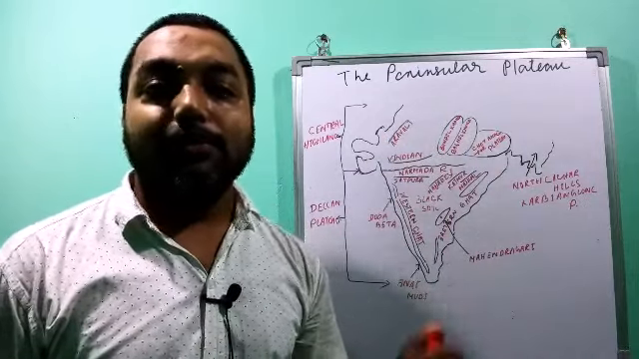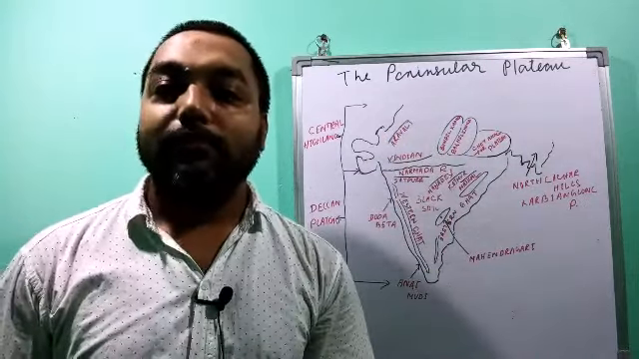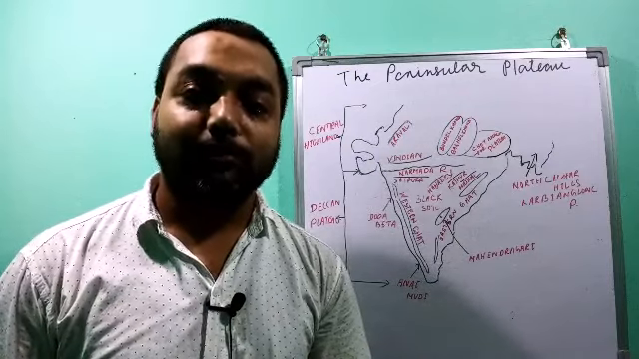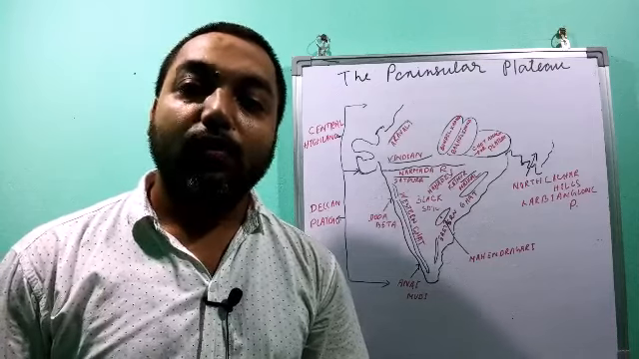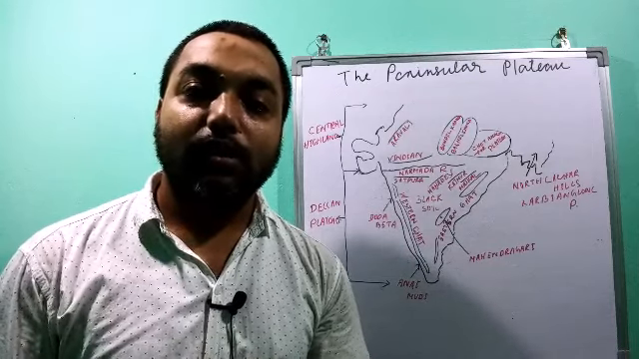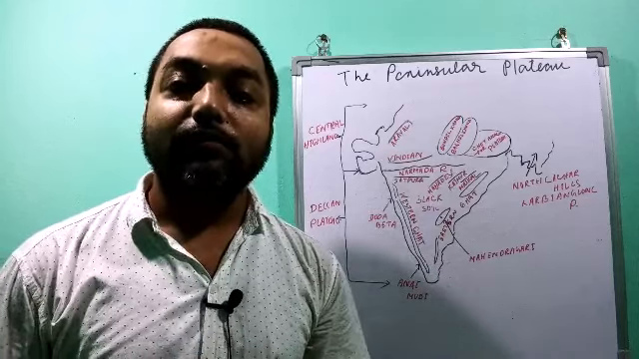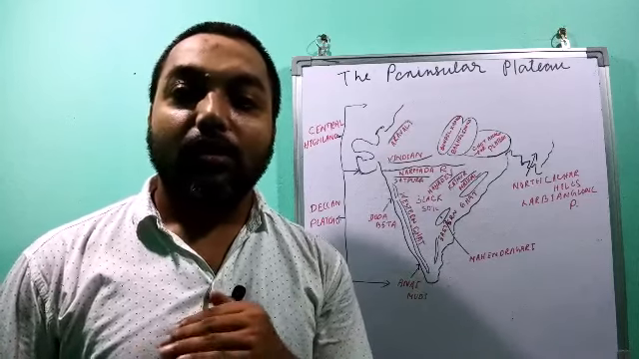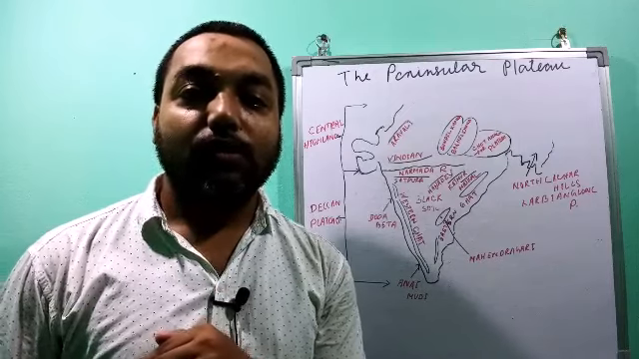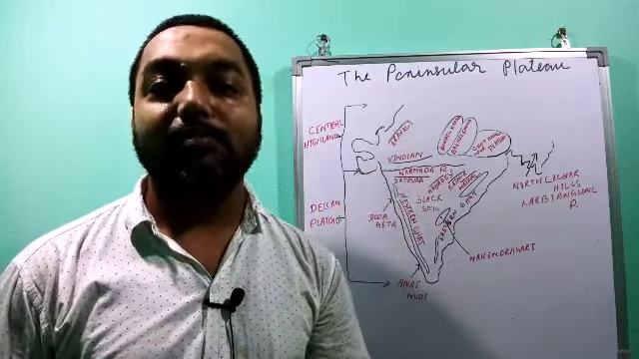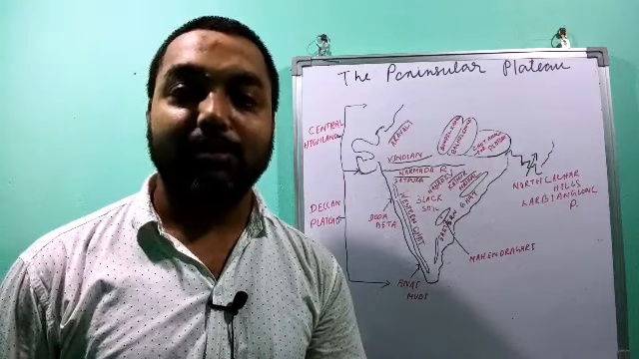The peninsular plateau is the part of India towards the southern part, the peninsular part of India. It is a very old landmass. We have already discussed the Gondwana land. It was part of the Gondwana land. Later on, it drifted towards the south, but then it drifted towards the north and took the present position where we can see it at present.